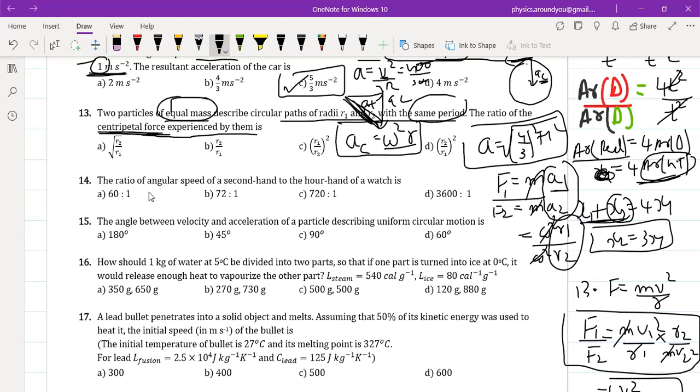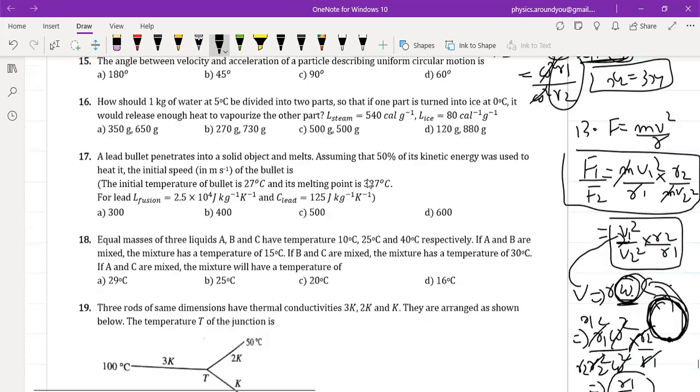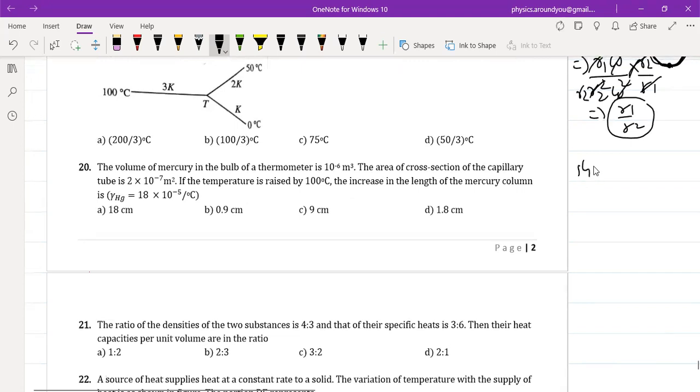Next, the ratio of angular speed again. How to find angular speed? Angular speed is 2 pi by T. How much time does it take to cover 360 degrees or 2 pi radians? That is angular speed. Now they're asking second hand to the other hand. So omega is 2 pi by T. So omega for the second hand is 2 pi by, how much time does the second hand take to cover 360 degrees? It takes 60 seconds to cover the 360 degrees.